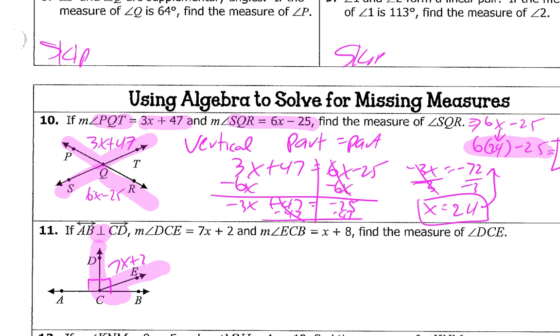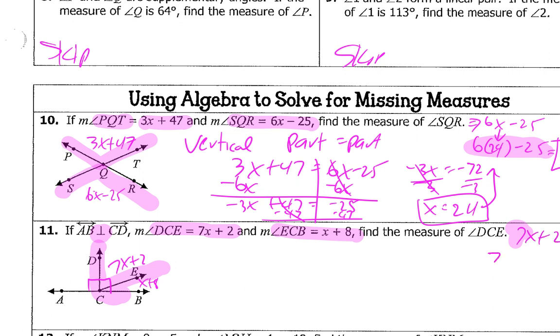I like to write right on your screen like that. Then ECB is x plus 8. ECB, okay, this other one right here is x plus 8. Find the measure of DCE. DCE. Okay, well, DCE is 7x plus 2, right?